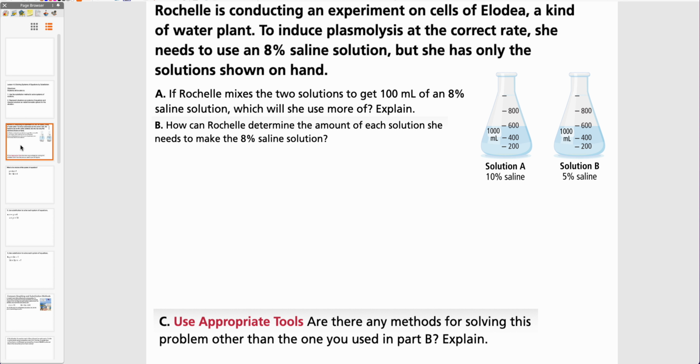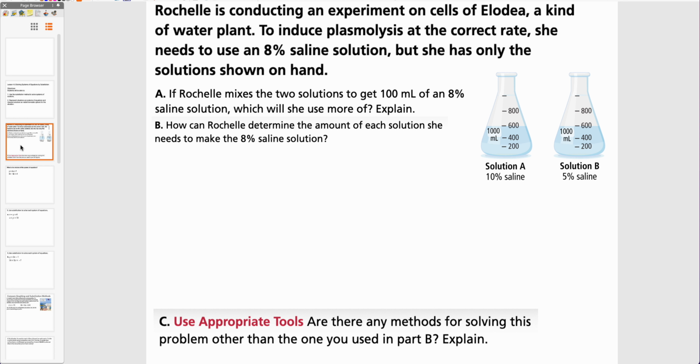If Rochelle mixes the two solutions to get 100 milliliters of an 8% saline solution, which will she use more of? And explain. Well, what's your gut feeling of which one she'll use more of? 10%. Why is that? The average is 7.5. Okay. It needs to be above. So 10% is closer to 8%, right? So we need more of the 10% one than we do of the 5% one, right?